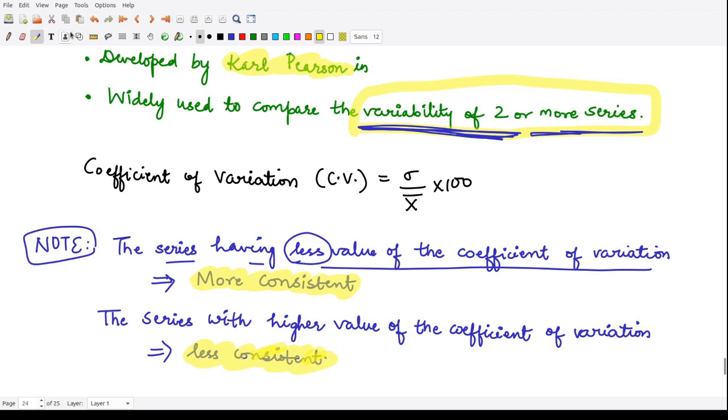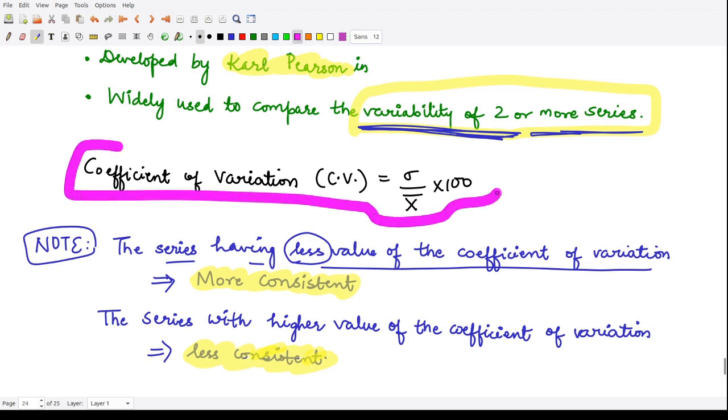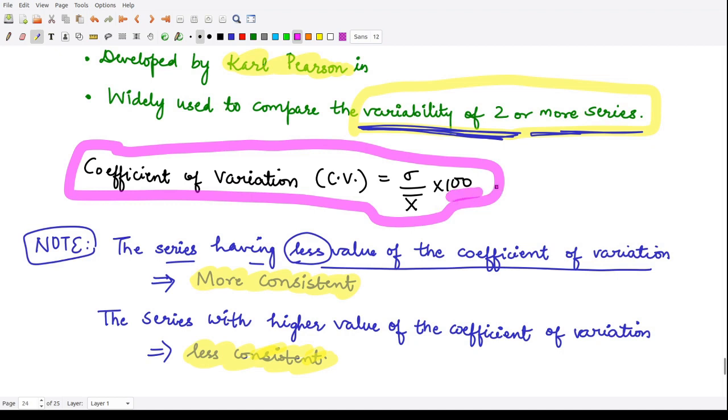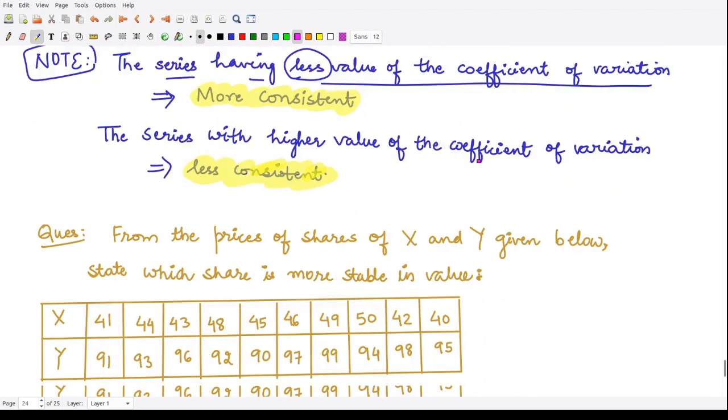So how can we calculate this spread here? It is calculated using this formula: you divide the given standard deviation by the corresponding mean and you multiply that by 100. So you obtain a single number here. Let me give you an example.